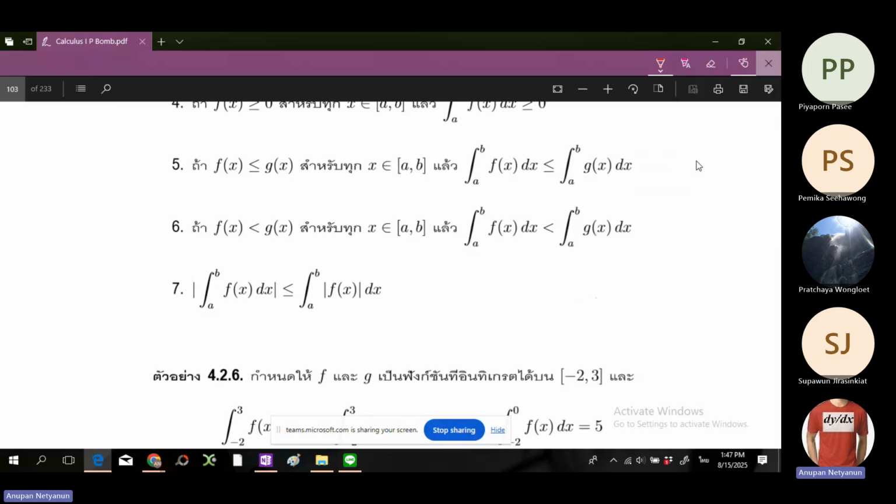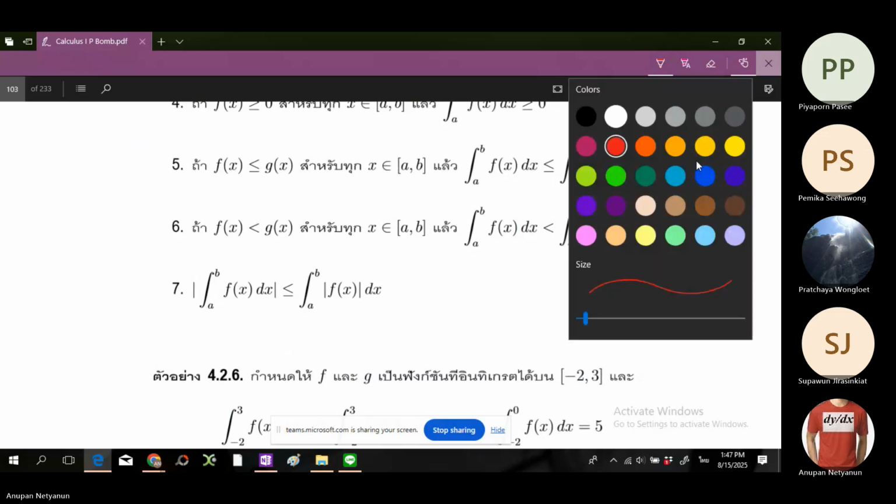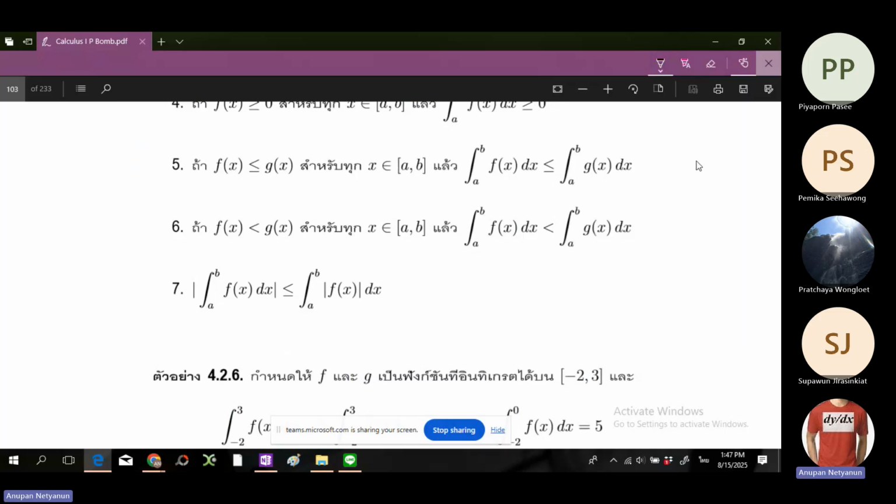Number 5: if f is less than or equal to g for x between a and b, then the definite integral of f is less than or equal to the definite integral of g. And this fact is because g is greater than or equal to f, okay, so that means g is higher than f.